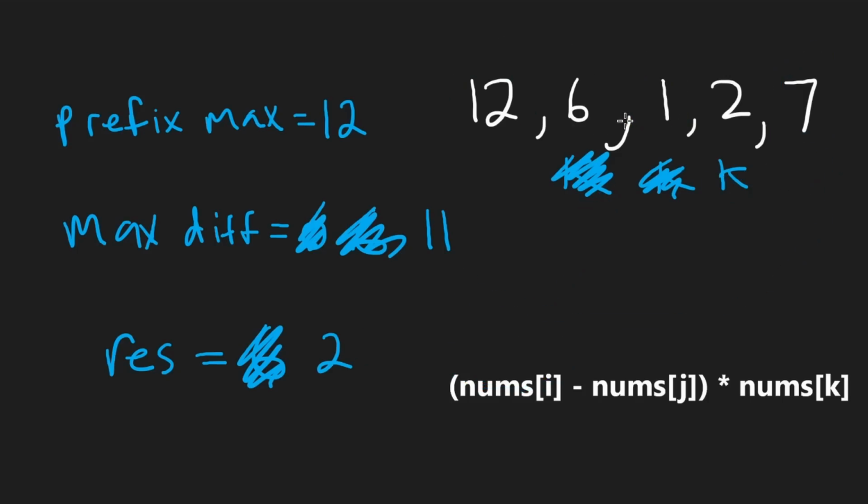Now in this example, our prefix max never got updated. So what would that have looked like?